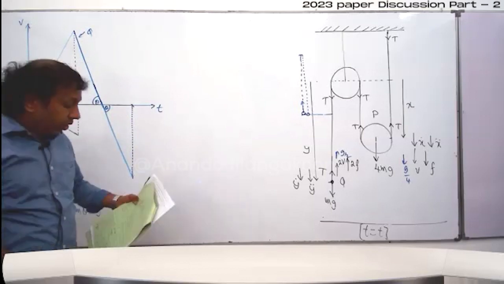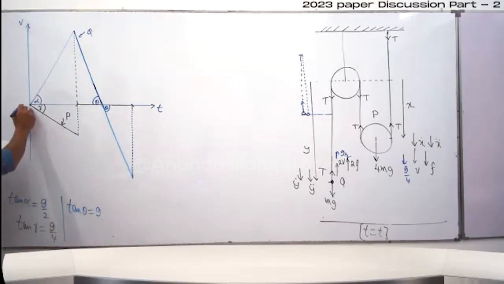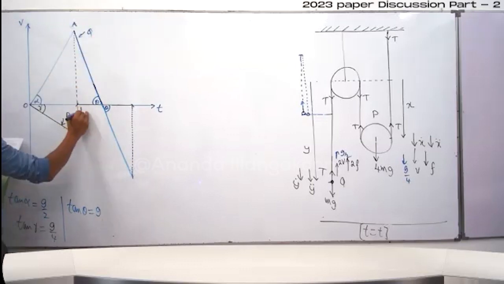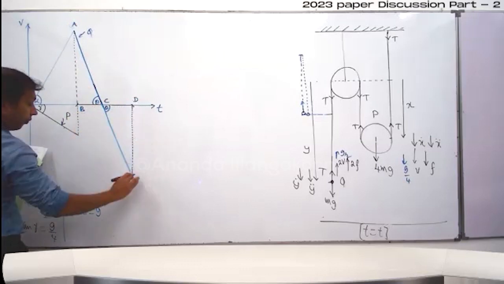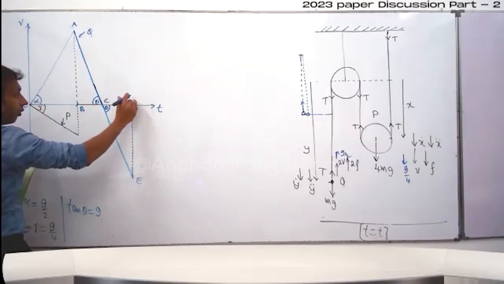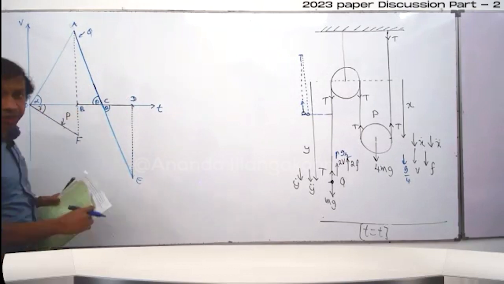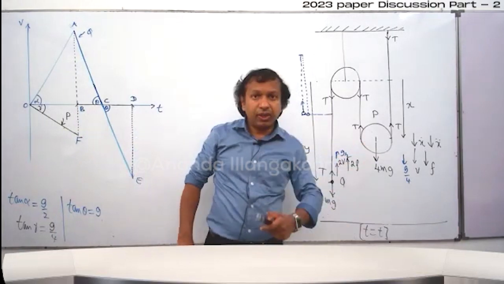Now we can come to the calculation part. I'll take this as O. Yeah, E. And this is B. And C, D, E. Okay. You know, this point, if I take as F, the OBF area gives the distance moved by this P downward, simply.